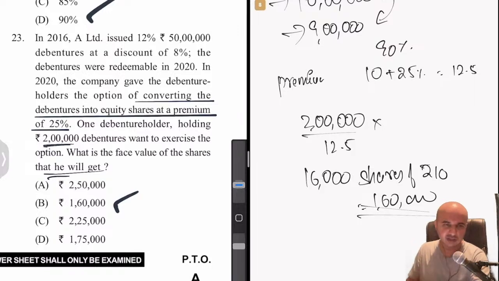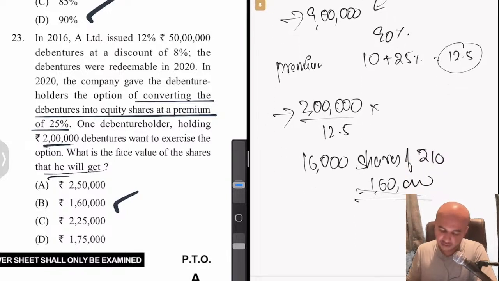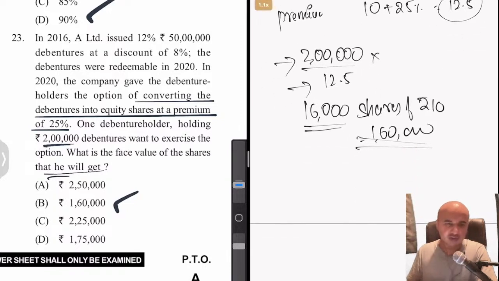1,60,000. Okay, let me explain this once again. He holds 2 lakhs worth of debentures, but he is not getting 2 lakh because whatever shares he is being given instead of debentures, those shares are valued at what price? 12.5. So even though he has 2 lakh worth of debentures, we'll have to divide by 12.5. When you do that, you will get the number of shares which he is being given, which is 16,000, multiplied by face value, which is 10 rupees. You will get 1,60,000 as the answer, the face value of the shares which we are issuing to this particular debenture holder, who right now holds 2 lakh worth of debentures.